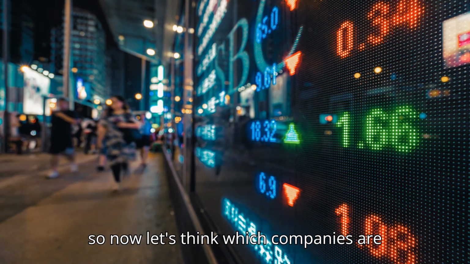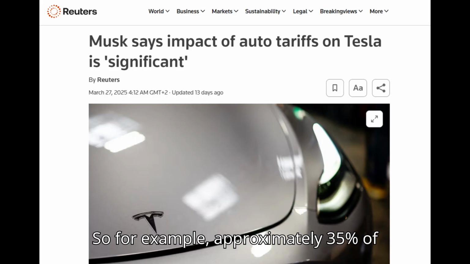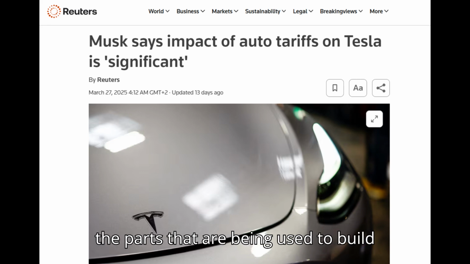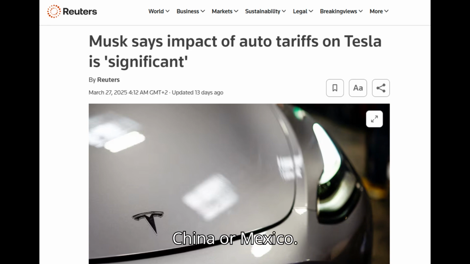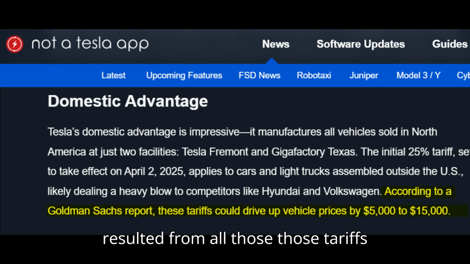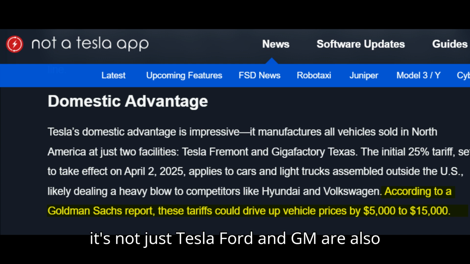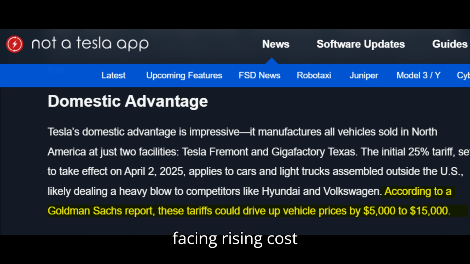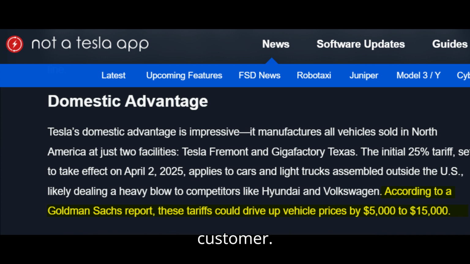So now let's think about which companies are getting affected the most and what the implications are. For example, approximately 35% of the parts that are being used to build Tesla cars are being imported from China or Mexico. So Tesla, for example, could be looking at additional cost resulting from all those tariffs that are being applied, and that means more production cost for Tesla, and those costs might be rolled to the customers. And it's not just Tesla. Ford and GM are also facing rising costs because of steel and aluminum tariffs. All of those costs are likely to be rolled to the customer.